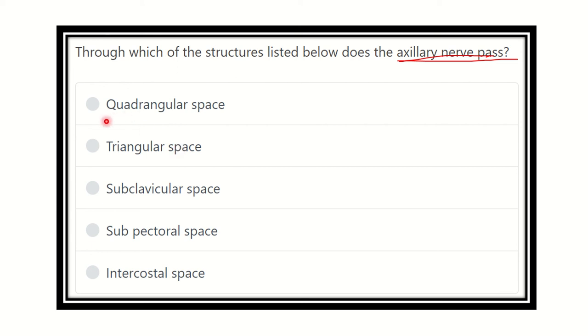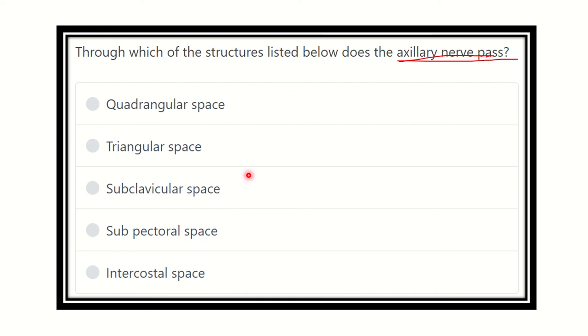The options are quadrangular space, triangular space, subclavicular space, subpectoral space, and intercostal spaces. The quadrangular and triangular spaces are present at the back of the shoulder. The subclavicular space is present below the clavicle. The subpectoral space lies in the pectoral region, the anterior chest region. Intercostal spaces are the spaces between two ribs.